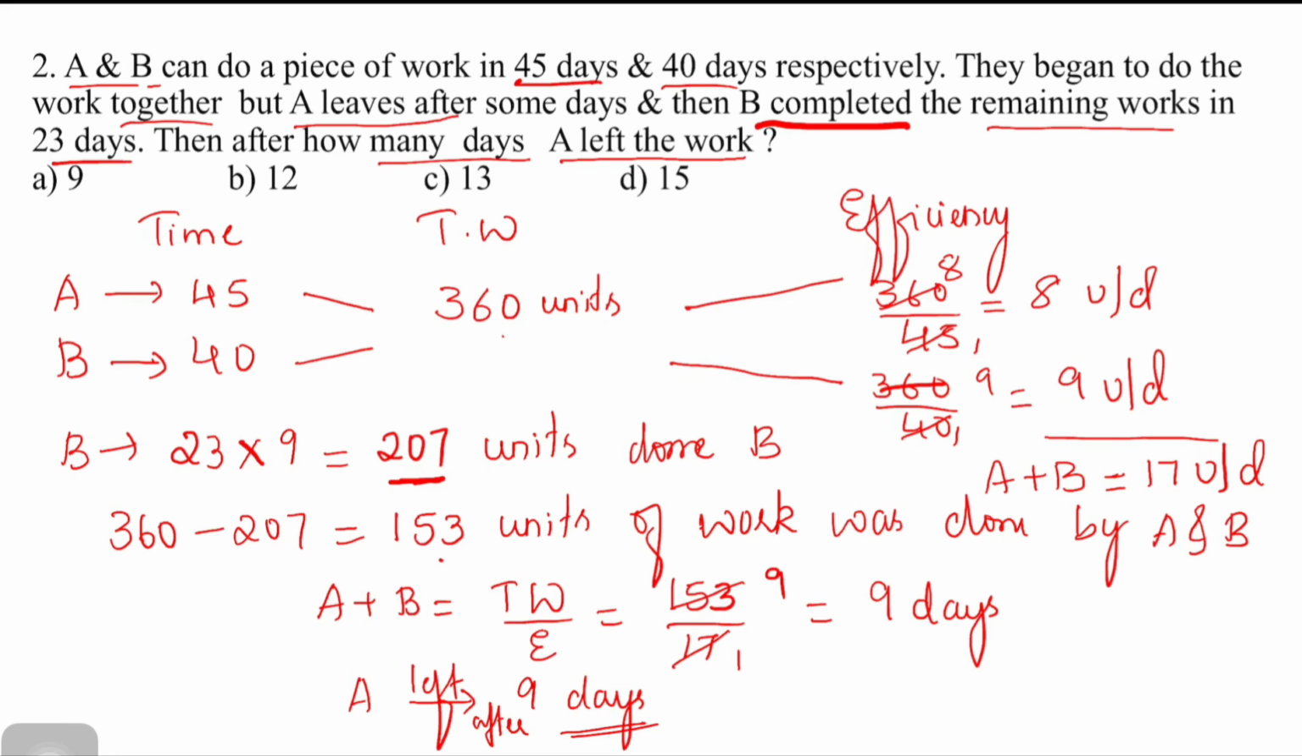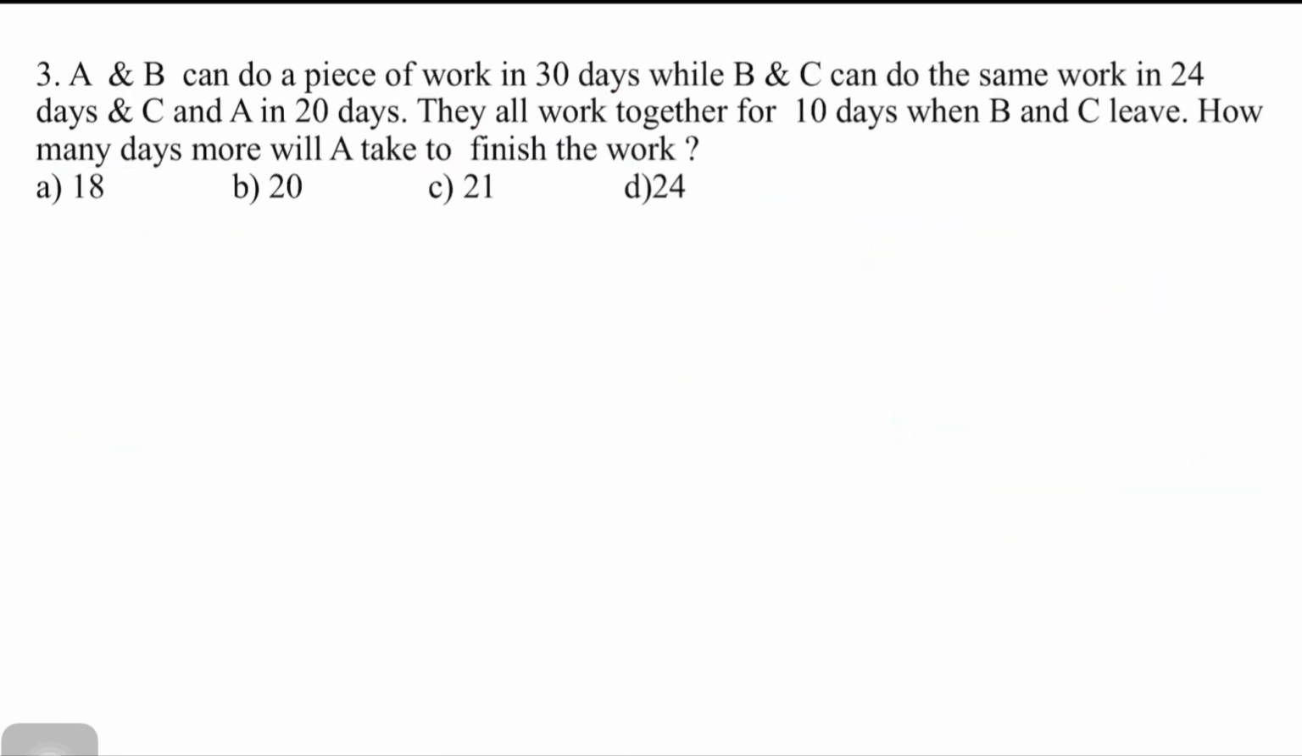Okay, so the next problem. A and B can do a piece of work in 30 days, while B and C can do the same work in 24 days, and C and A in 20 days. They all work together for 10 days.